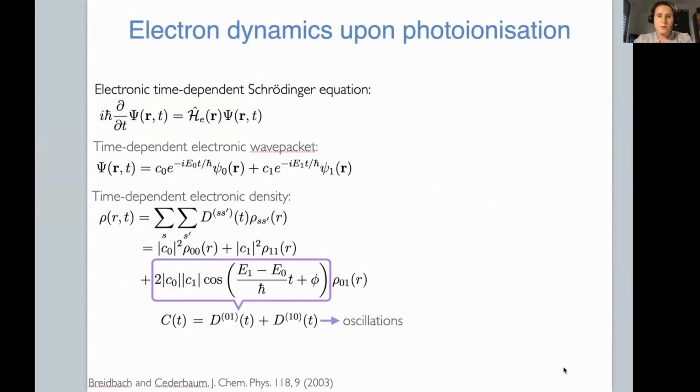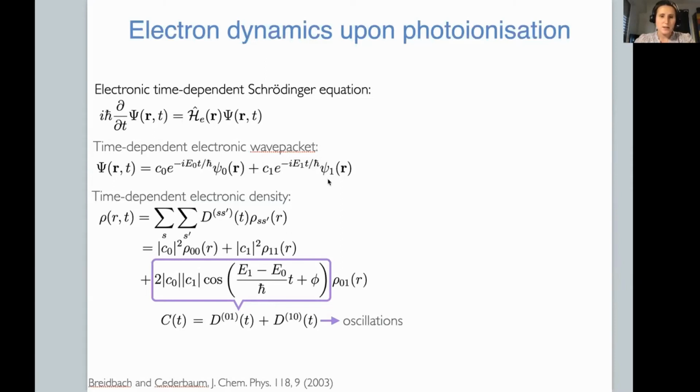So you know that if you want to determine how electrons move upon photoionization, you need to solve the time-dependent Schrödinger equation. For the moment, considering only the electronic degrees of freedom, you need to solve this time-dependent Schrödinger equation with the electronic Hamiltonian here and the electronic wave function. For conceptual understanding, it's enough to consider as a simple electronic wave packet a superposition of two states, which I showed you on the previous slide. This is a time-dependent electronic wave packet where you see the complex phase factors here that involve the eigenenergies of the electronic states.